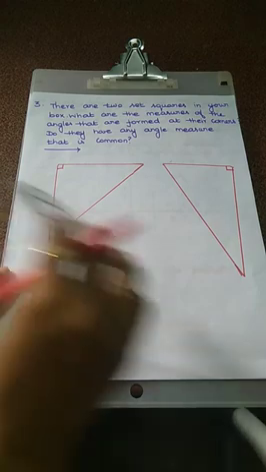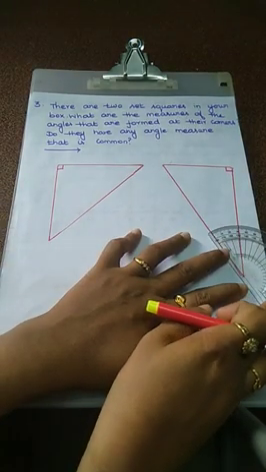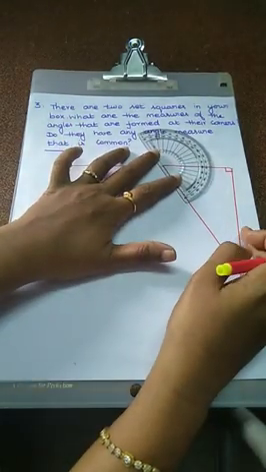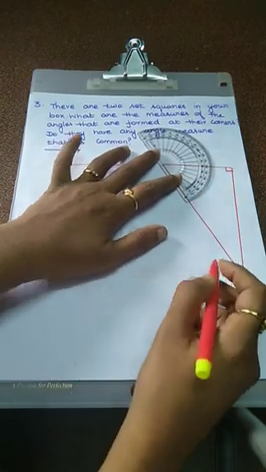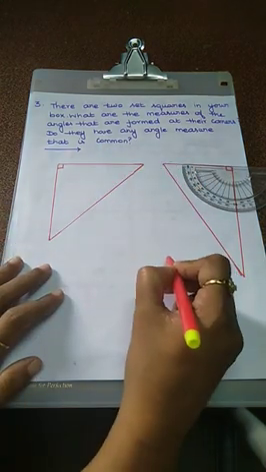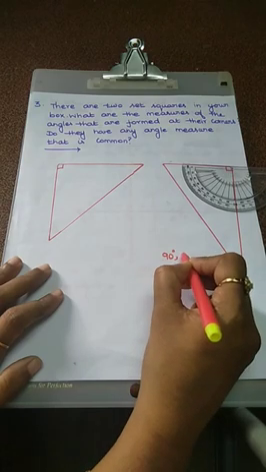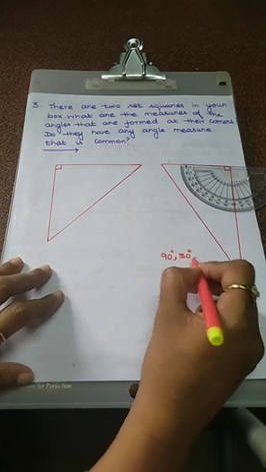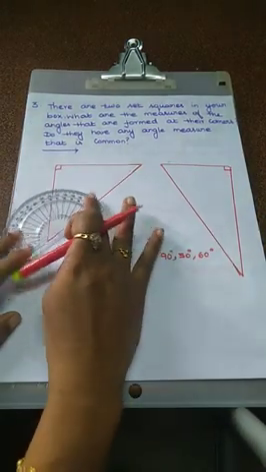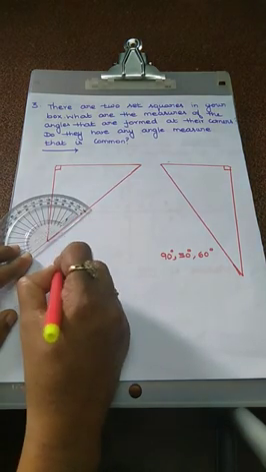Fix the protractor and measure the angle. The first angle here is 30 degrees. Next, the angle value is 60 degrees. This one needs no measuring, we know it is exactly 90 degrees. So what are the values? The first angle is 90 degrees, the next angle is 30 degrees and another one is 60 degrees. Now you just measure the angles of the second set square. What is the angle? 45 degrees.